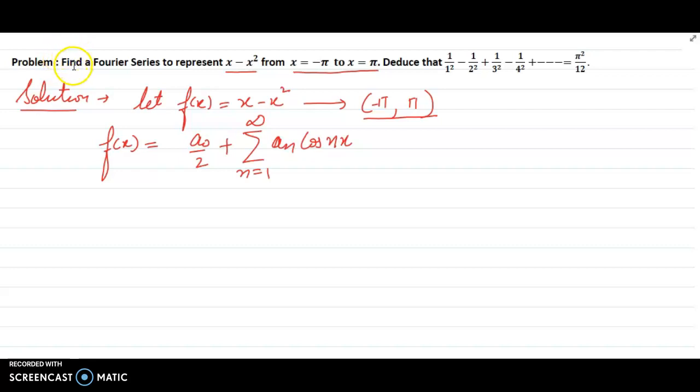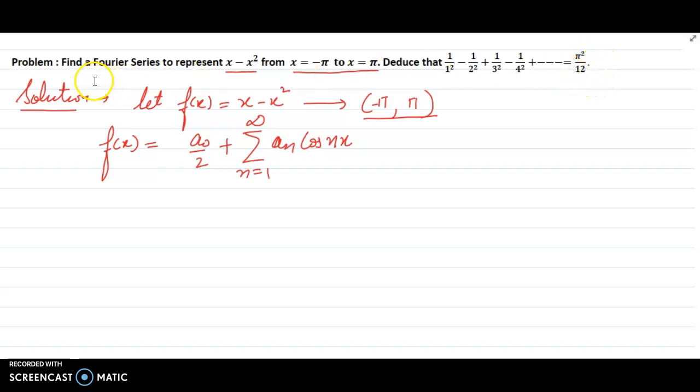Hello friends, in this video I will solve one problem on Fourier series. Your problem is: find a Fourier series to represent x minus x square from x equal to minus pi to x equal to pi, and deduce that 1 upon 1 square minus 1 upon 2 square plus 1 upon 3 square minus 1 upon 4 square plus so on, its value is pi square by 12.